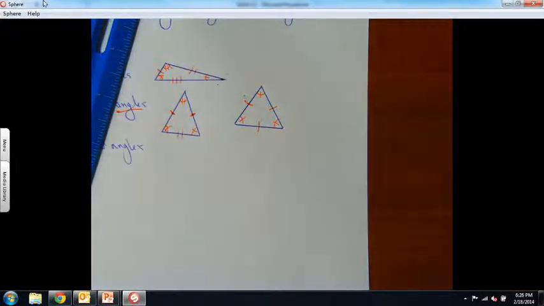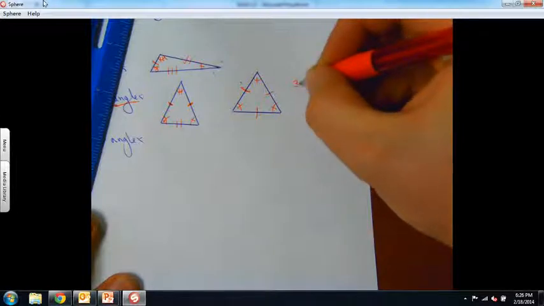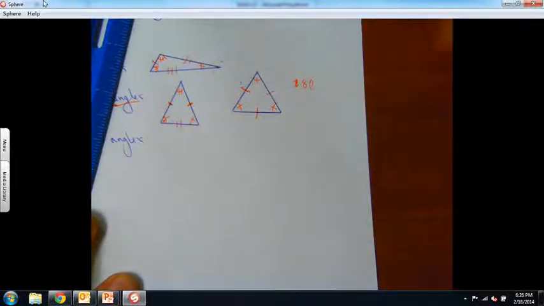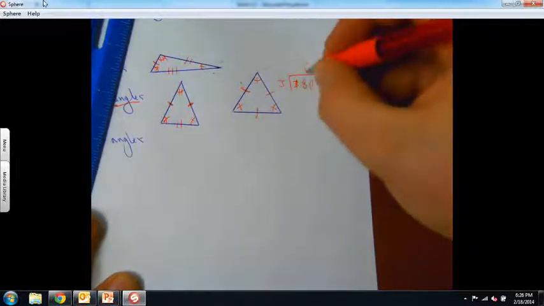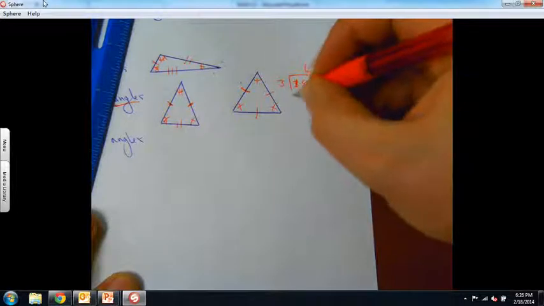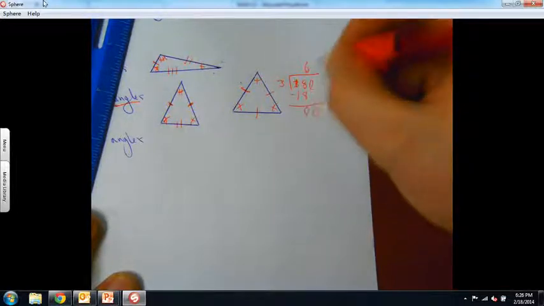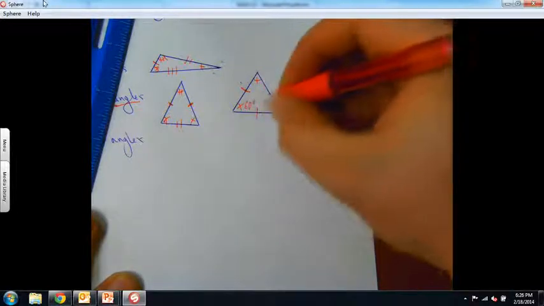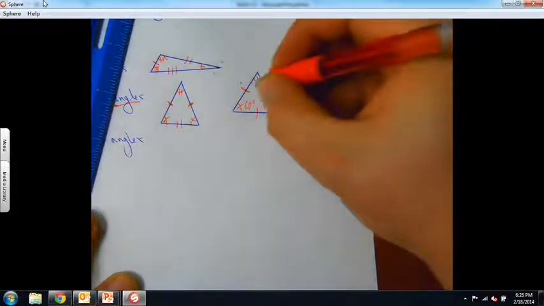Now, a bonus with equilateral triangles, if all angles are equal, it means we are dividing the 180 degrees that make up a triangle into 3. Which means we get 60 degrees on each angle. This works no matter what the triangle is.